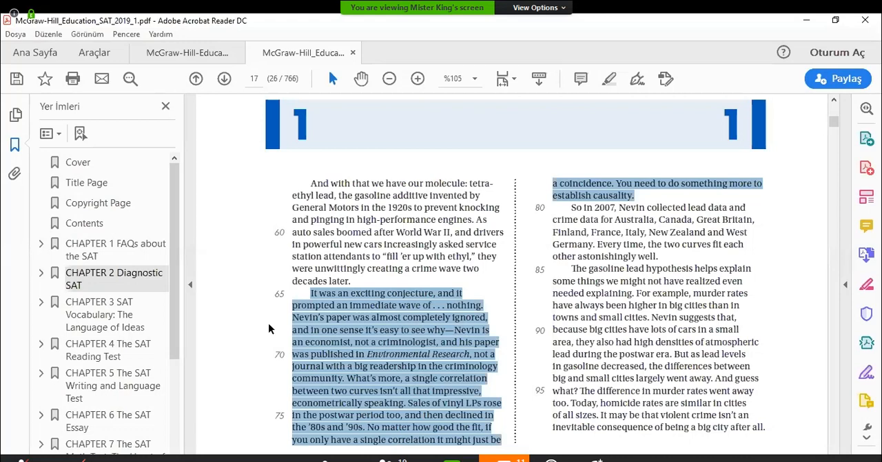So, what is the point discussed in this paragraph, Serkan? Main idea, just a few words.